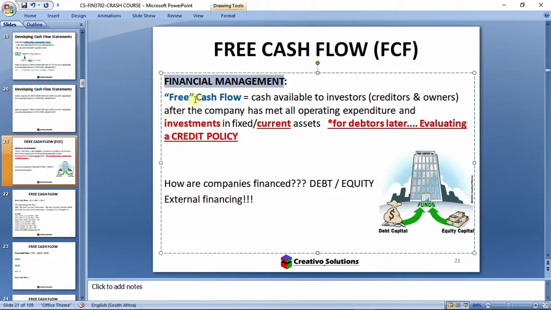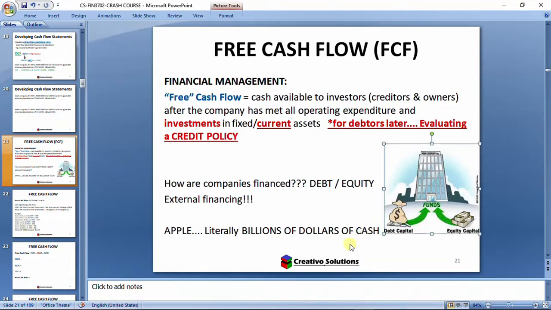Any business wants to have lots of free cash flow lying around. Remember that case study in the textbook? They spoke about Apple. If you do research on Apple, Apple has literally billions of dollars of cash lying around in their business. That's how effective they are at generating cash flow.